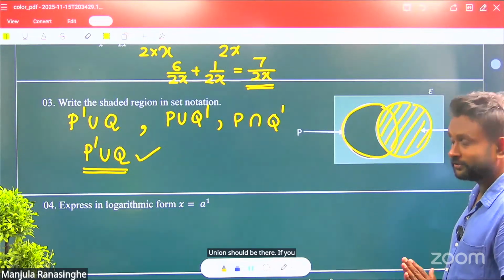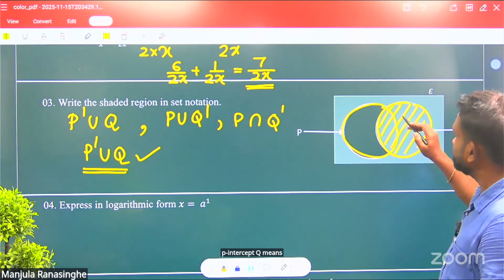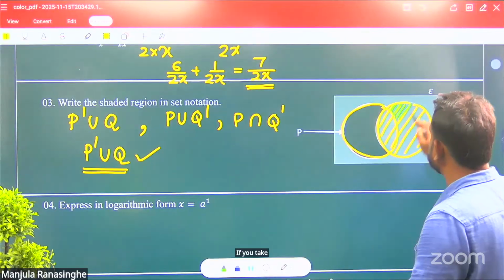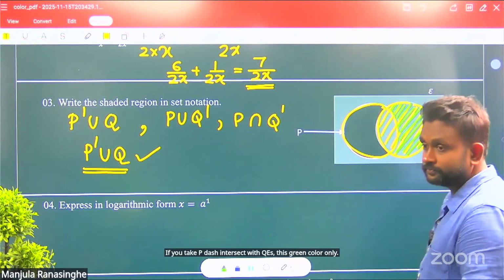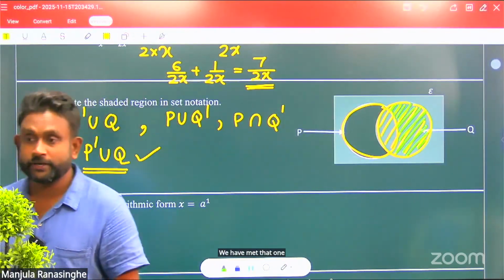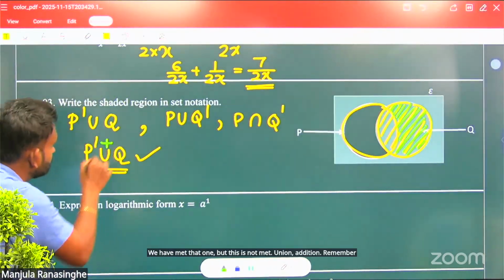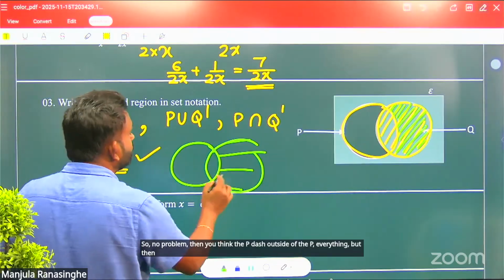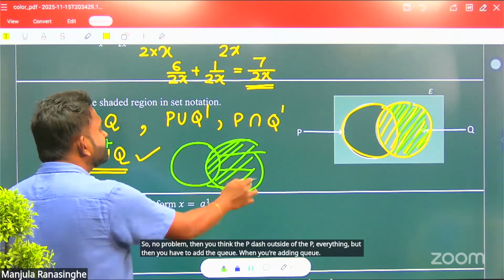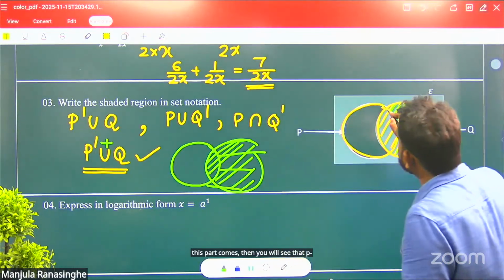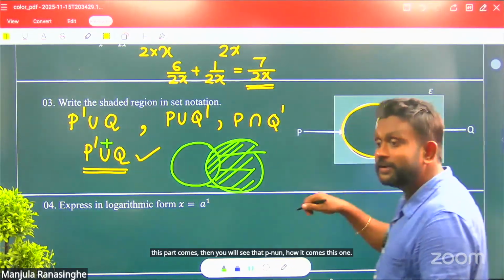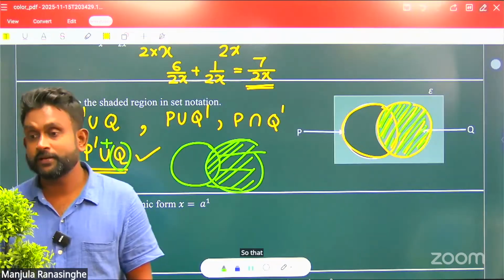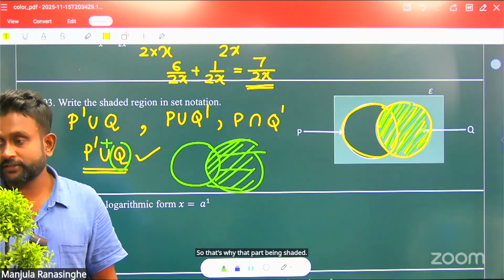If you put intersect, it is wrong. P dash intersect Q means which region? This green color. P dash intersect with Q is this green color only. We have met that one, but this is not met. Union is addition, remember addition. You think of P dash, everything outside of P, but then you have to add the Q. When you are adding Q, this part comes. It is added with Q, so it belongs to Q. That's why that part is shaded. Yes, Manuga, answer correct. Excellent.